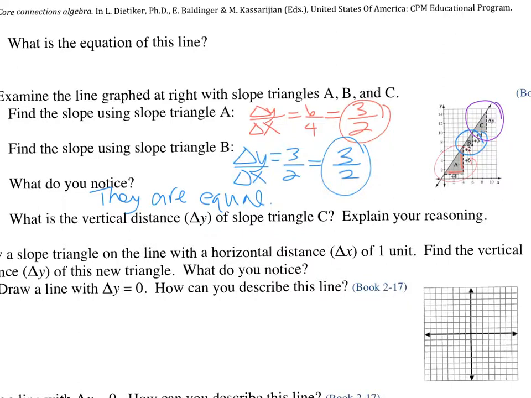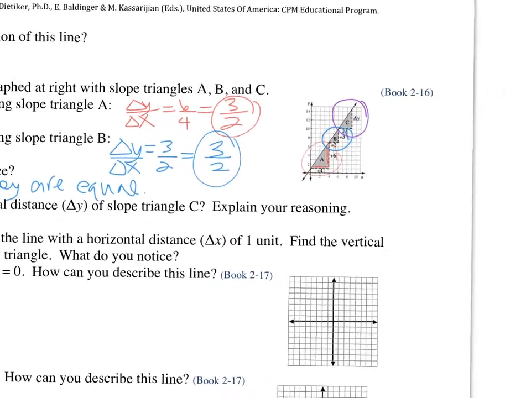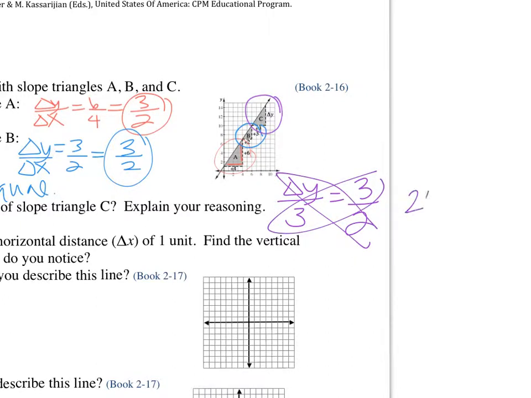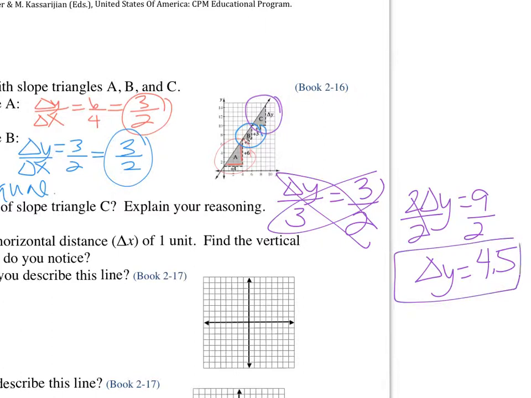So I'm going to set up a proportion over here and say that we know the change in y over 3 is equal to the change in y of the slope of the line, which is 3, over the change in x, which is 2. And now we're going to cross multiply. So 2 times the change in y is equal to 9. So we'll divide both sides by 2. So the change in y is going to be 4.5, or you could leave it as 9 over 2.